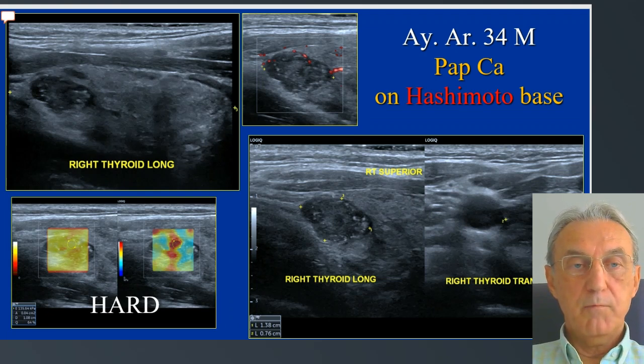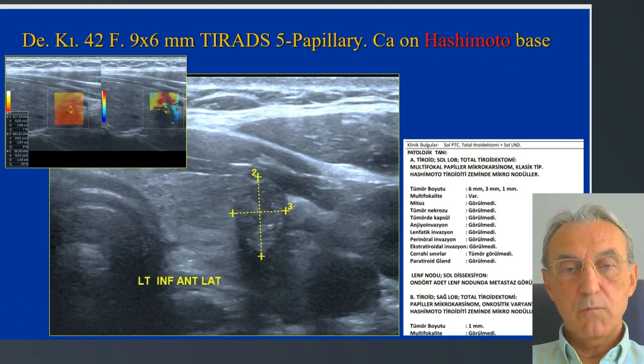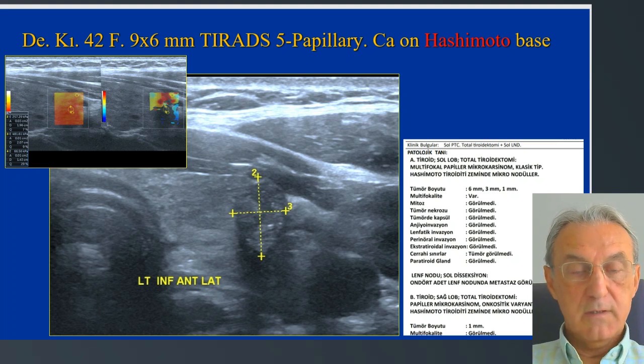This is a young male patient again who has a typical Thyroid 5 nodule on Hashimoto base. You see the nodule on the right side. It is very hard and it's papillary cancer. Another patient with Hashimoto, the typical taller than wide nodule with punctate echo inside. It's quite hard. It's Thyroid 5, and this turned out to be papillary cancer. It's 9 millimeters.